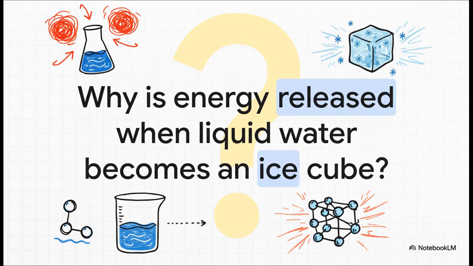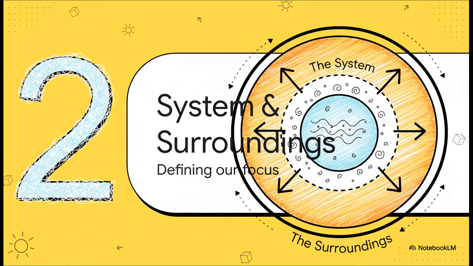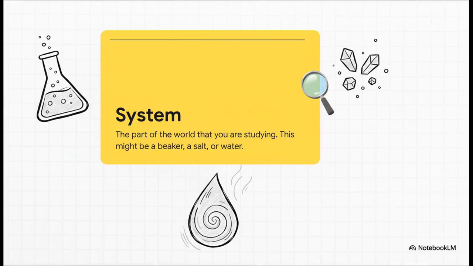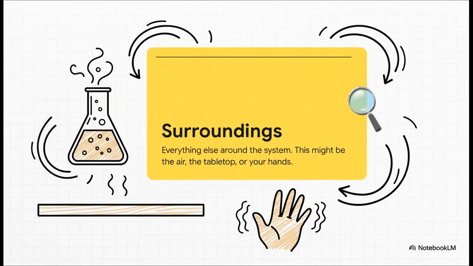To answer these, we need to get a couple of basic ideas down first. And it all starts with a really simple but super powerful idea. Before we can track where the energy is going, we have to divide the world into just two parts, the system and the surroundings. First up is the system. And look, this is just a fancy science word for whatever it is we decide to focus on. It could be a chemical reaction or that drop of water that's evaporating on your skin. That's our system. So if that's the system, then the surroundings is, well, it's literally everything else. It's the air around the reaction, the glass beaker it's in, even your hand that's feeling the temperature change. It's the rest of the universe, basically.